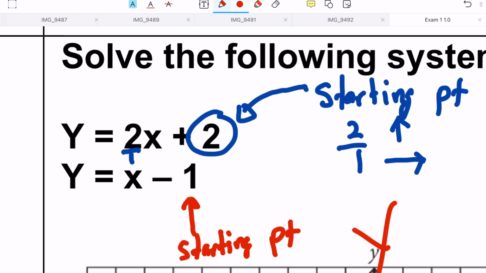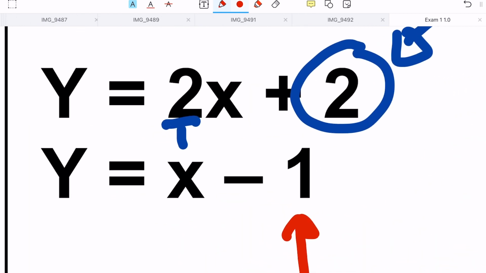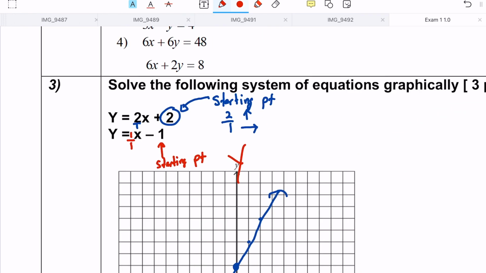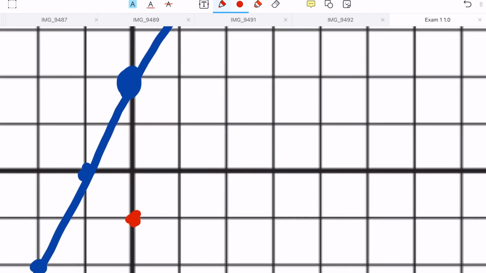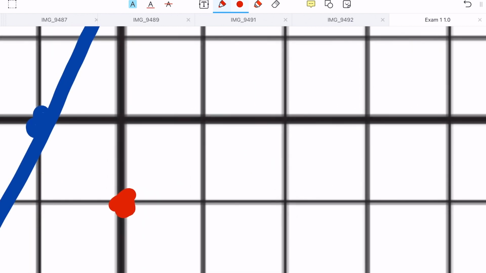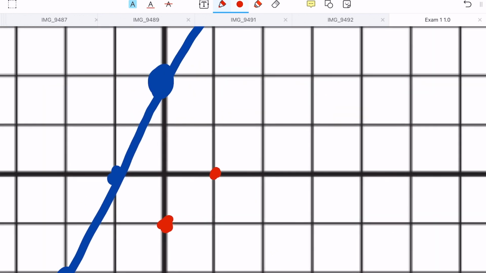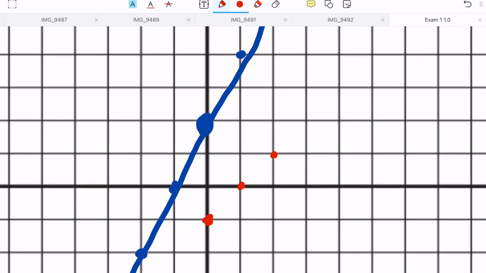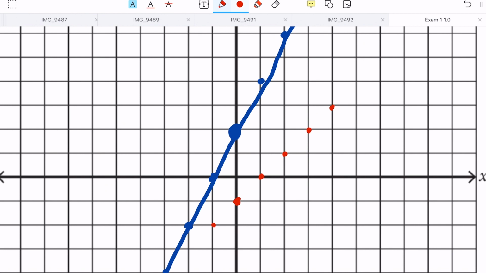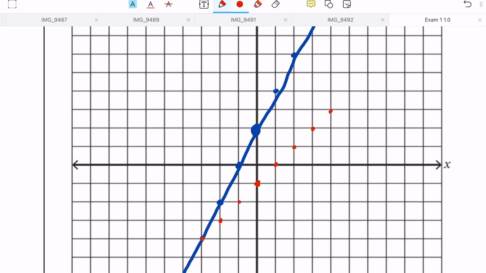Now, when you encounter a slope that's not explicitly there, there's an invisible 1. 1 over 1. Okay? So we're starting at -1. From the point that we plotted, we're going to go up 1 to the right 1. Up 1 to the right 1. So now you're going to get a line that is more accurate.